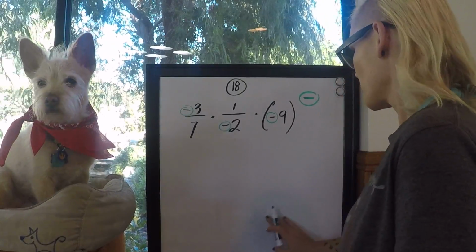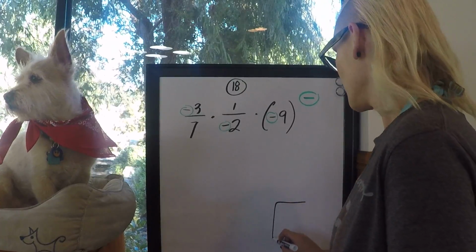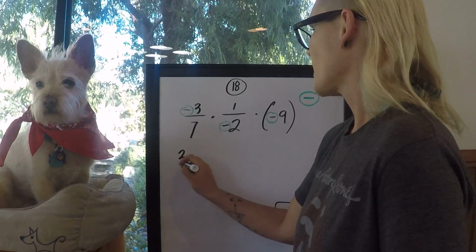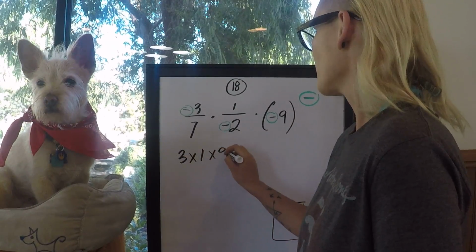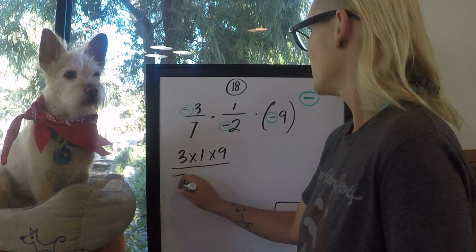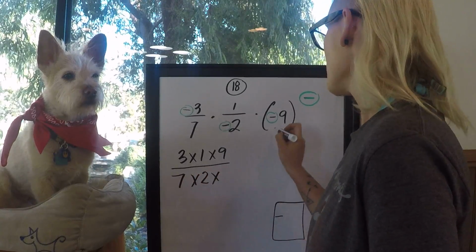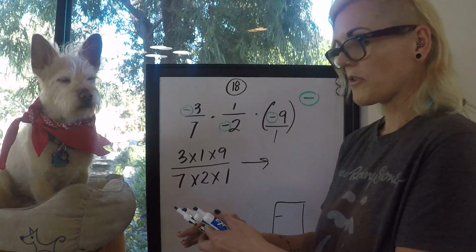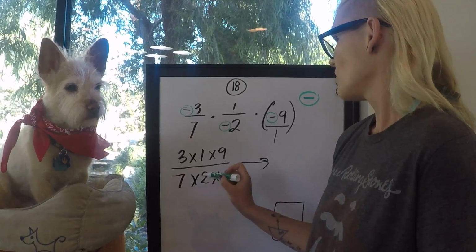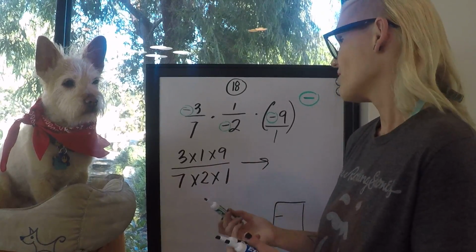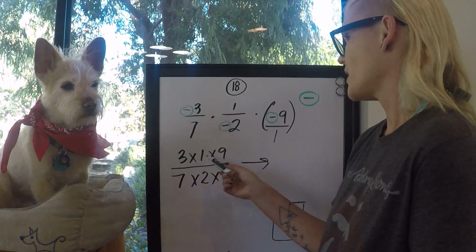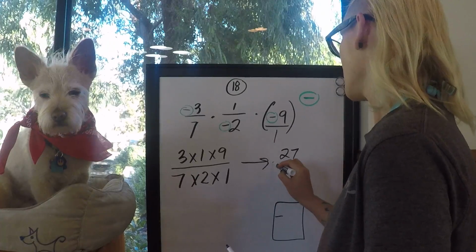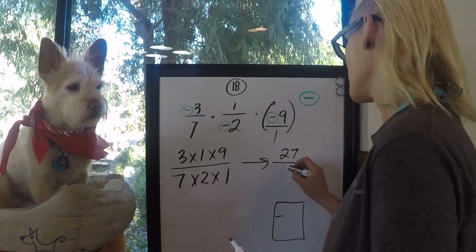Alright, so I'll just put our little final answer box. So our final answer is going to be negative. Alright, so I'm going to rewrite it as one big happy family. Oh yeah, let's put this over 1 times 1. Let's look for any common factors. So let's see, anything? No, we don't have any common factors. So I'm just going to multiply across. 3 times 1 times 9 is 27, and 7 times 2 times 1 is 14.